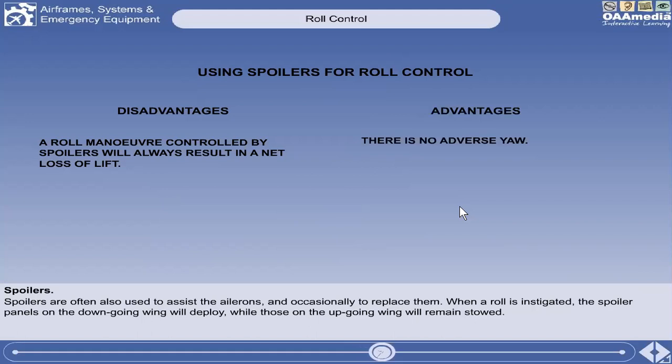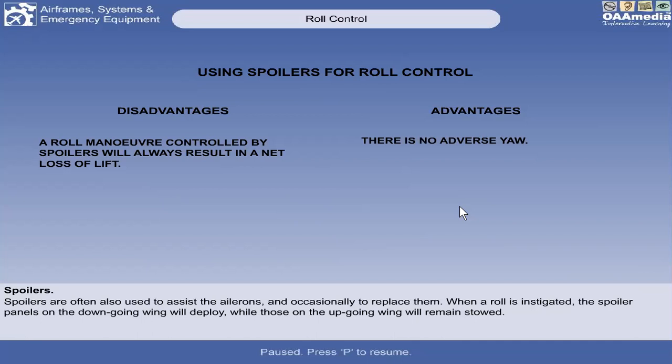However, the spoiler has several advantages over the aileron. There is no adverse yaw. The raised spoiler increases the drag, and so the yaw is in the same direction as the roll. Okay, so one advantage of using spoilers for roll control is that there is no adverse yaw.